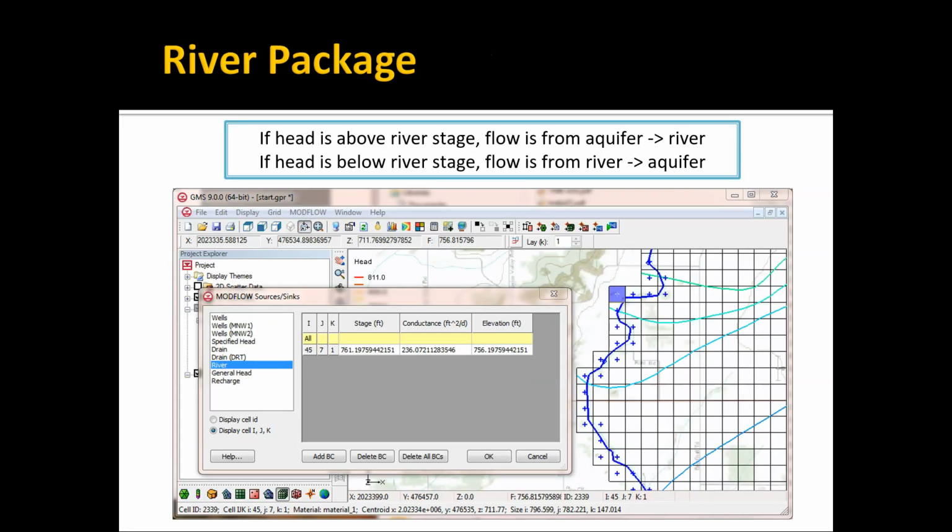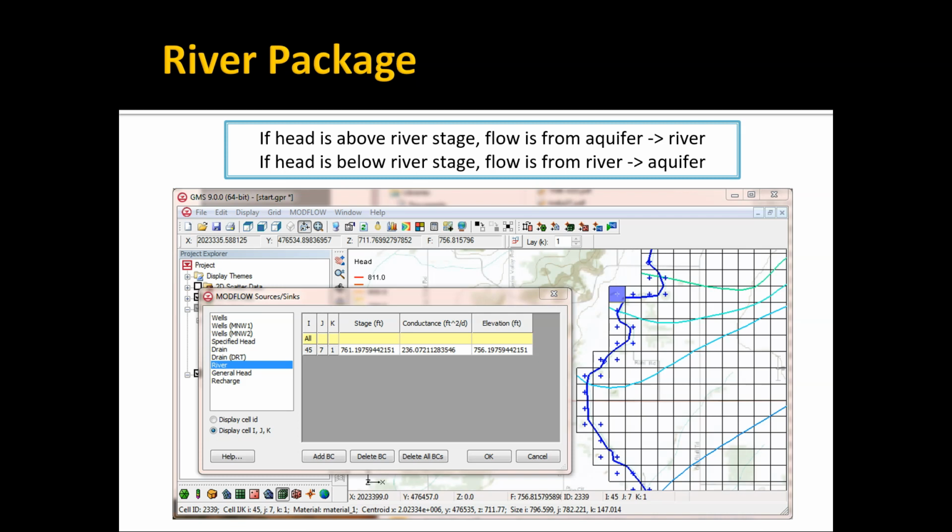The most commonly used package, and one which we will use this semester, is the river package. As shown in this screenshot, if you overlay a river onto your grid cells, you mark those cells as river cells, and you enter a stage, a conductance, and an elevation.